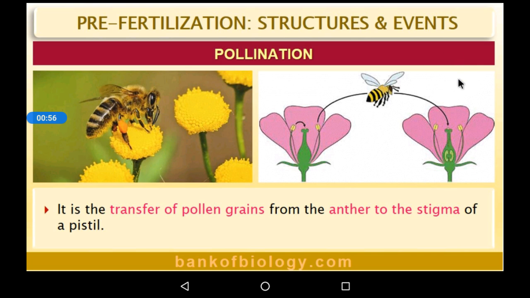What do you mean by self-pollination? Transfer of pollen grains from the anther to the stigma of the same flower or of a flower of the same plant is called self-pollination. Cross-pollination means transfer of pollen grains from the anther of one plant to the stigma of another plant.